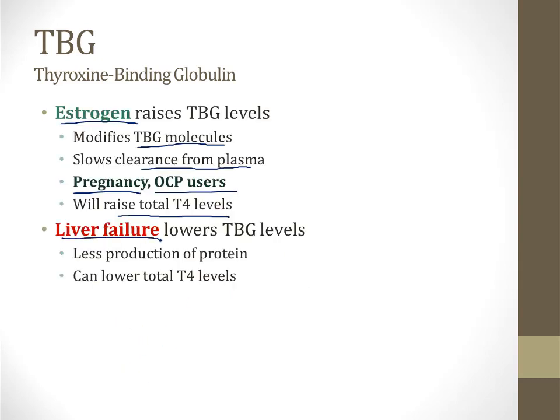Liver failure does the opposite of estrogen. It lowers TBG levels. That's because the liver produces TBG, so there's less production of the protein in liver failure, and this can lower total T4 levels via the opposite mechanism I just described.